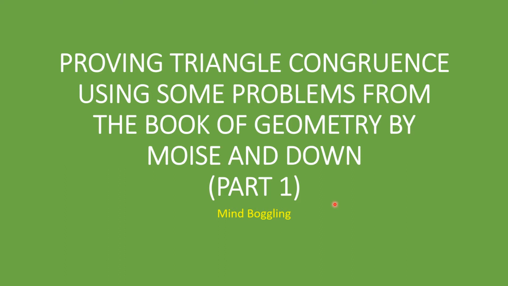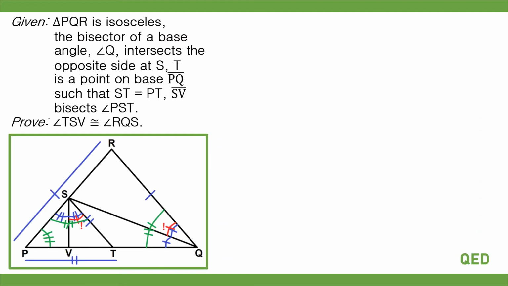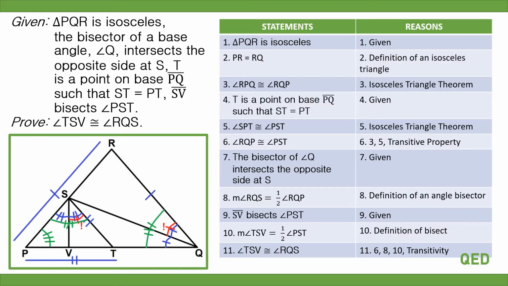This video is created in order to improve or present a different approach of the flow of proof of example number 2 that was presented in the previous video. Proving triangle congruence using some problems from the book of Geometry by Moise and Downs, Part 1. Example number 2. This was given, if you can remember. So now, I'm going to present a different approach, but it's very similar to the previous approach. There are just some slight changes.